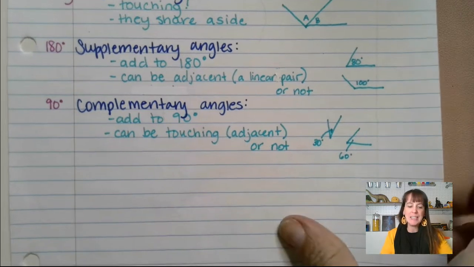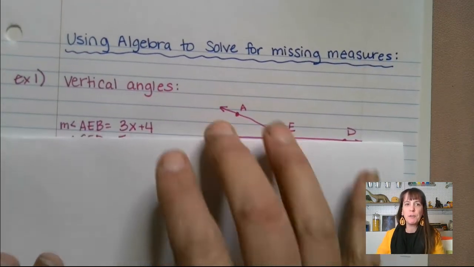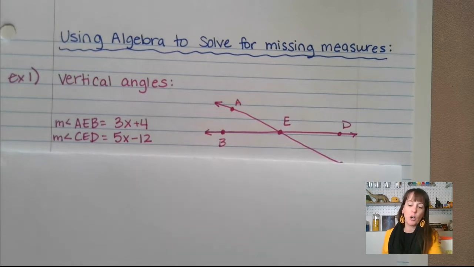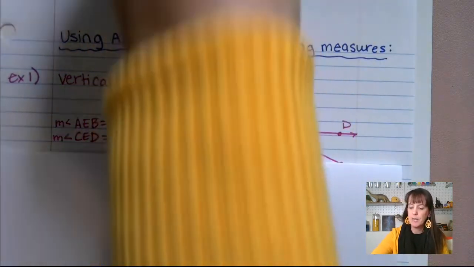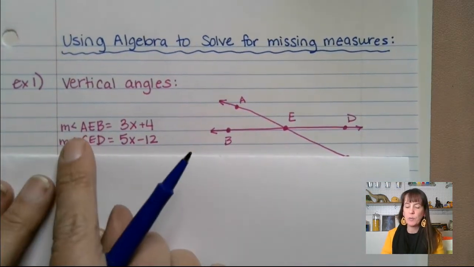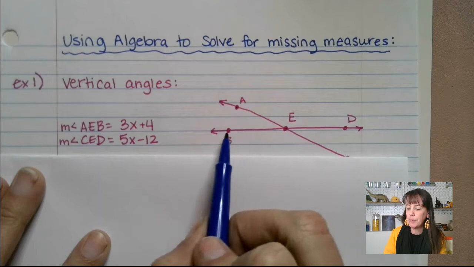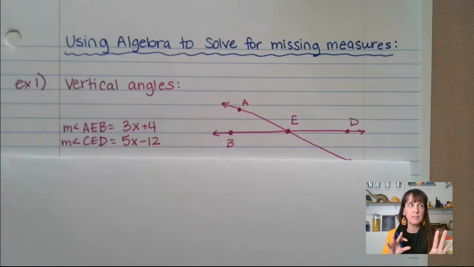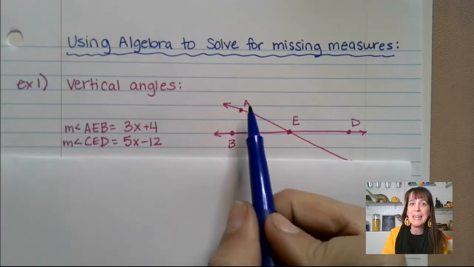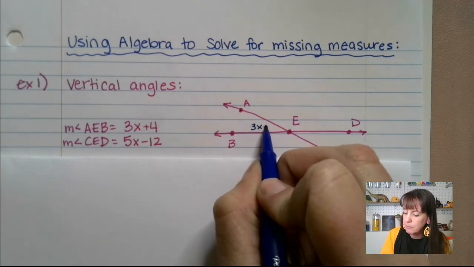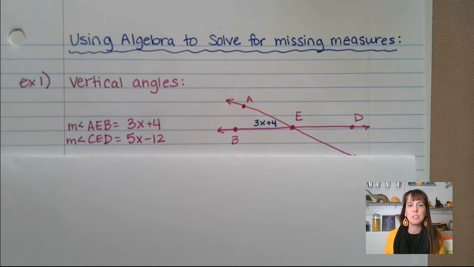Okay, so let's dive in then. We're going to talk about using algebra to solve for missing measures. For our first one, we're talking about vertical angles, and you'll remember that vertical angles are congruent. They are across from each other. So let's talk about this one. We have the measure of angle AEB. Remember, the order of the letters is really important. So AEB is this angle right in here, and that is 3x plus 4. So I'm going to throw that in there, 3x plus 4.